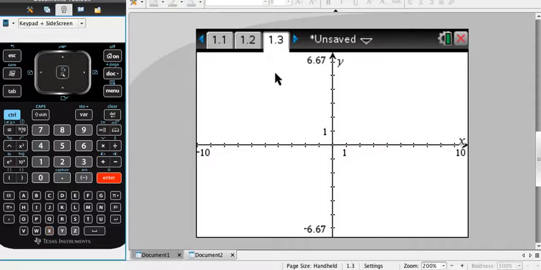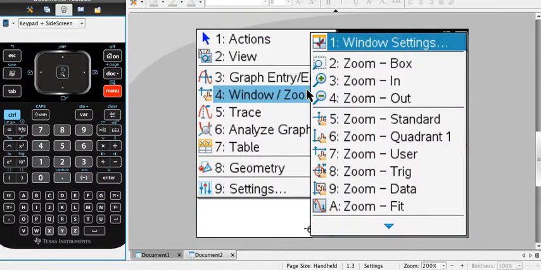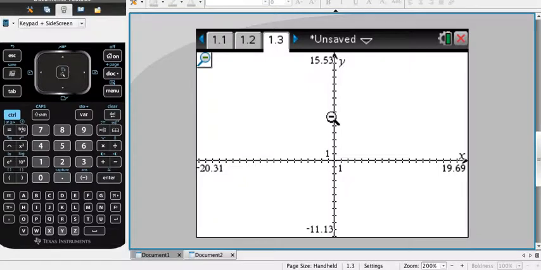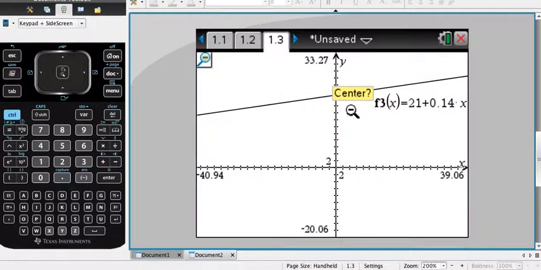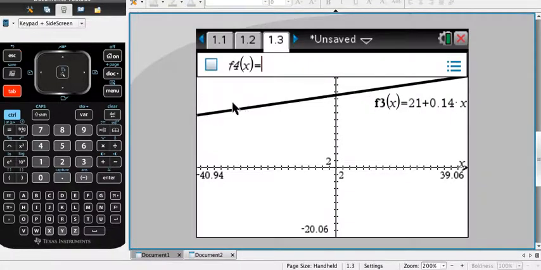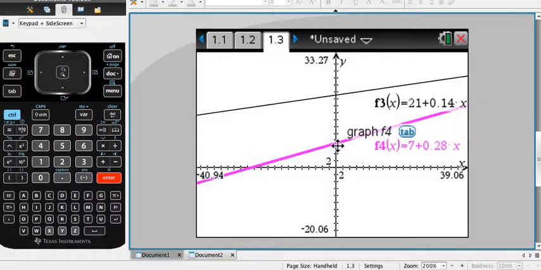And when I press enter, you'll notice I can't see the graph, but that's only because my window isn't ideal. So I'm just going to zoom out a little bit. There's my equation there. I'm going to add the other one to it. So I'll press tab to do that. And my other equation was 7 plus 0.28 by x, and press enter, and you'll notice there's the other equation there. You'll also notice I can't see the intersections. I can't see where they meet.